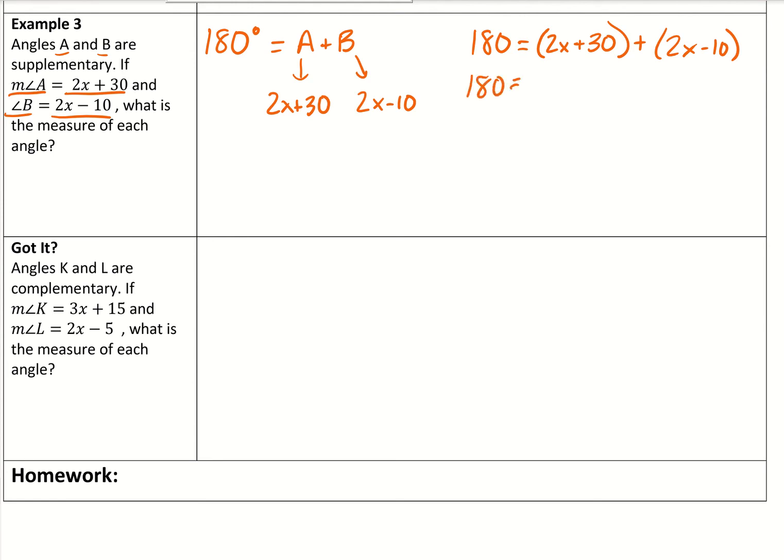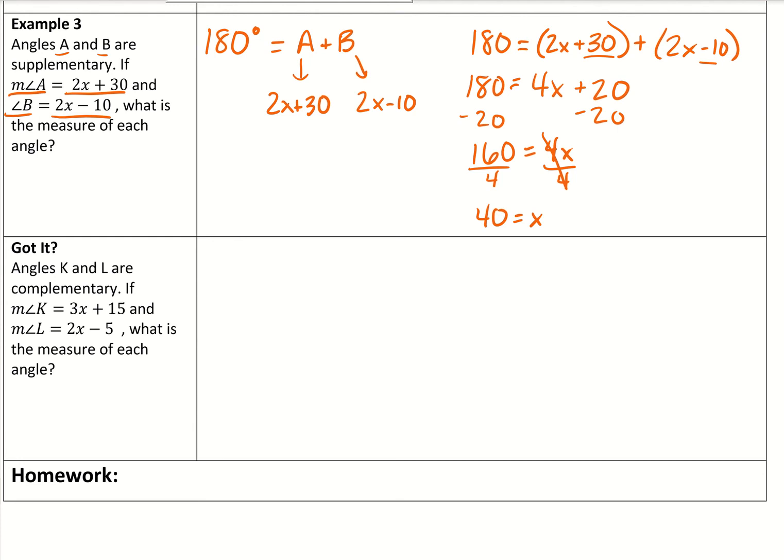Okay, so I have 2x plus 2x, and that will give us 4x, and then we have 30 minus 10, which will give us 20. Subtract 20 from both sides, we get 160 equals 4x. And then last, we divide both sides by 4 to completely isolate the variable. It'll give us 40 for x.